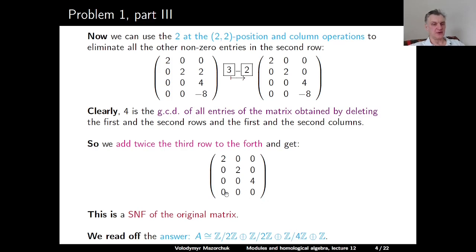And then, since we have one additional row, there is no diagonal element there, so we get a direct sum with just the free group Z, the free abelian group of rank 1. And the direct sum of these 4 summands is the answer.